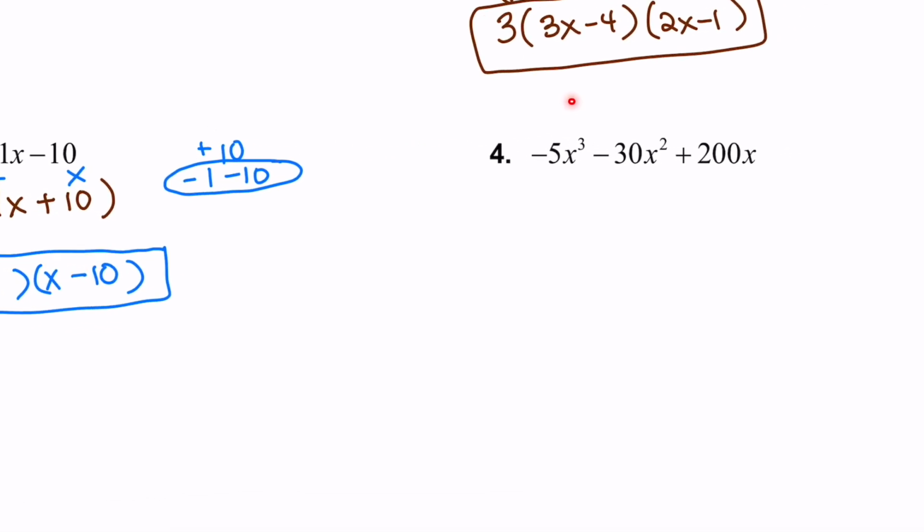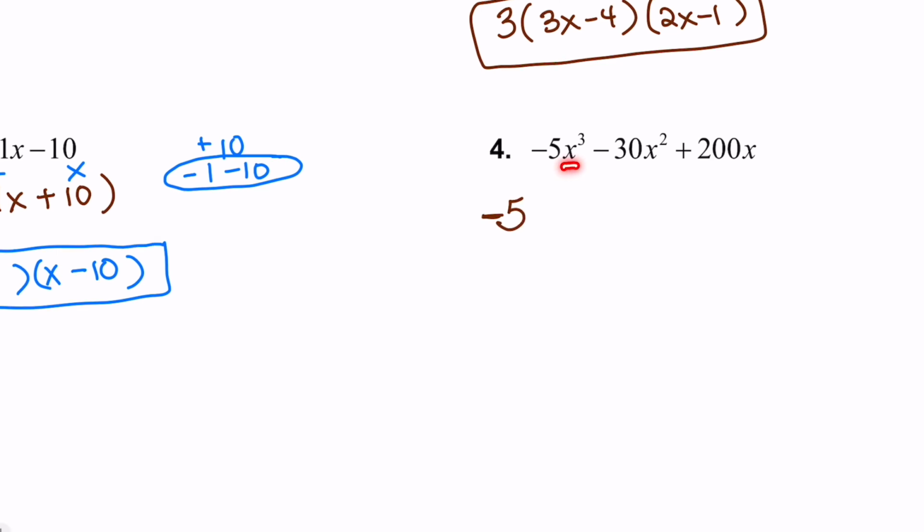Now, on number 4, the leading term is negative. So again, when we are factoring out the greatest common factor, we want to make sure we bring out a negative. Now, 5, 30, and 200 all end in either a 5 or a 0. So if you notice all of your terms have a 5 or a 0 in the last place, they will all be divisible by 5. So we are going to factor a 5 out. Notice that all pieces have an x in them, so we are also going to pull an x out of our factor.